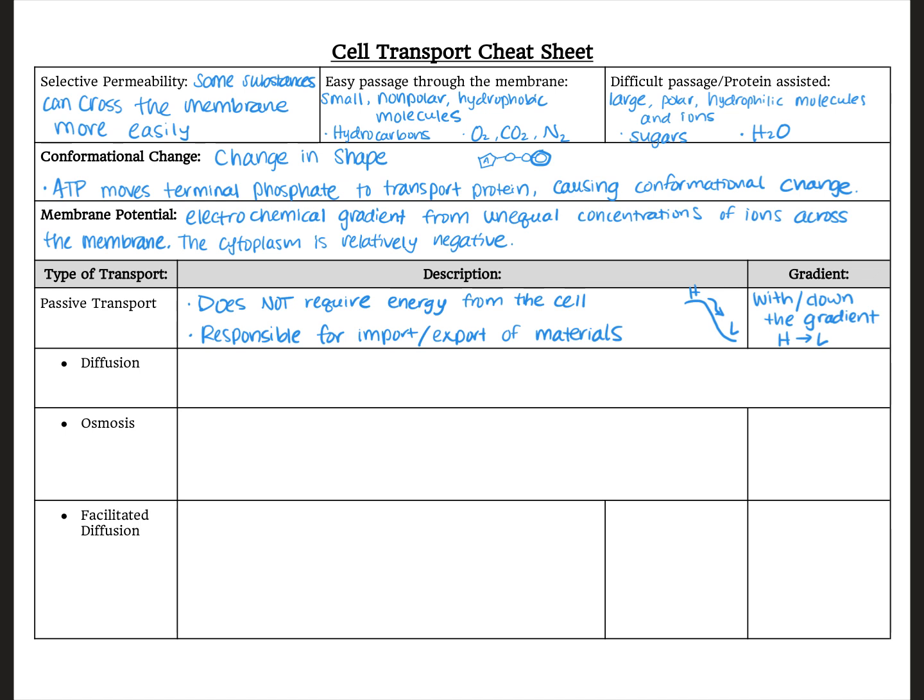Okay, diffusion. This is a spontaneous process due to constant motion of molecules. Because the molecules are moving all the time, diffusion is going to happen. Something you do need to know is that different molecules diffuse at different rates.